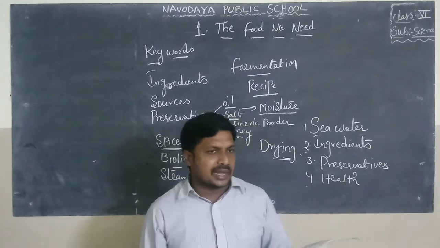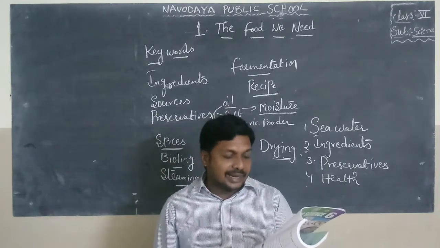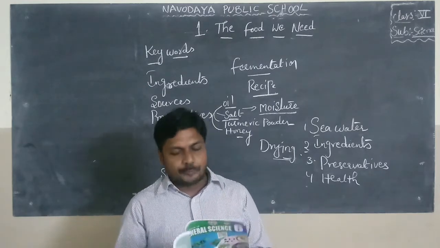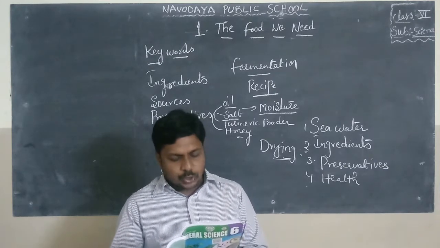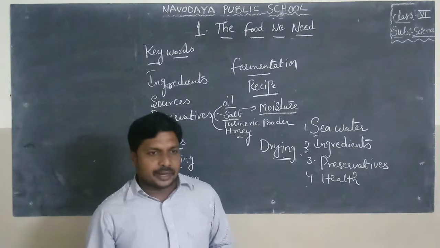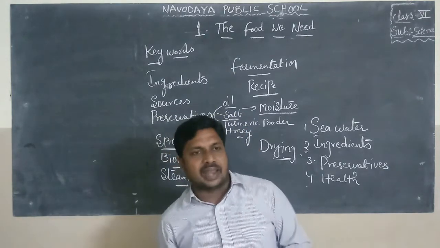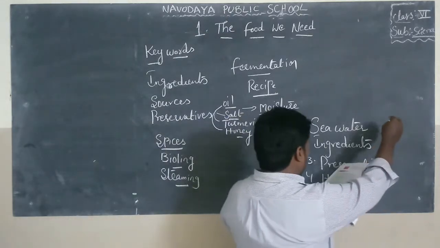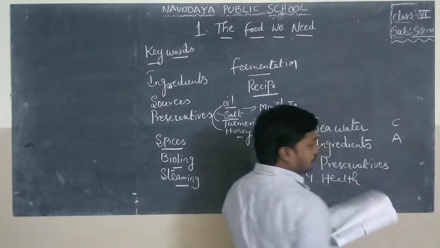Now choose the correct answer. Multiple choice question. The method of preparing idli. What is that? Steaming. The method of preparing idli is steaming. The source of sugar: where is sugar obtained? Sugar is obtained from plants, sugar cane plant. So that is plant. Choose the correct answer. First one is C. Second one is A.